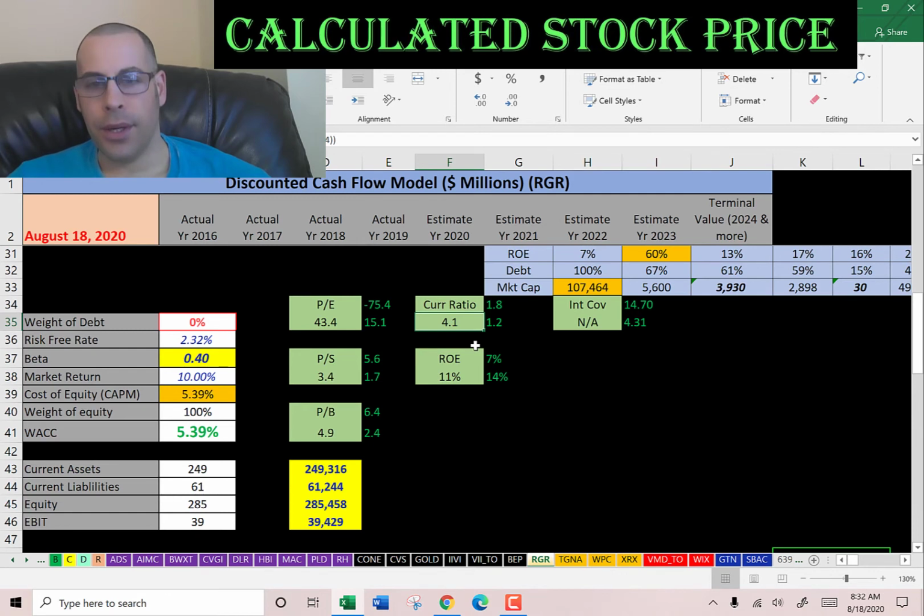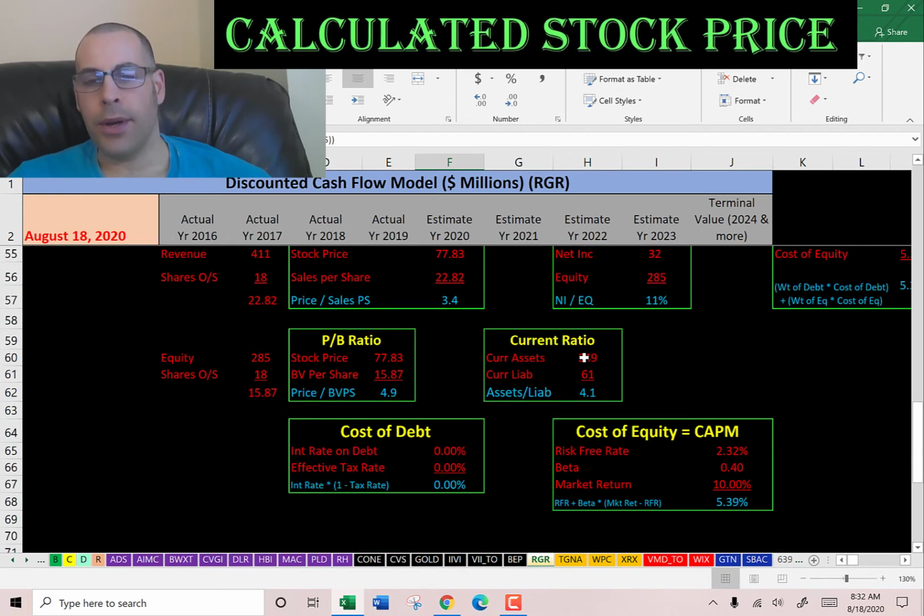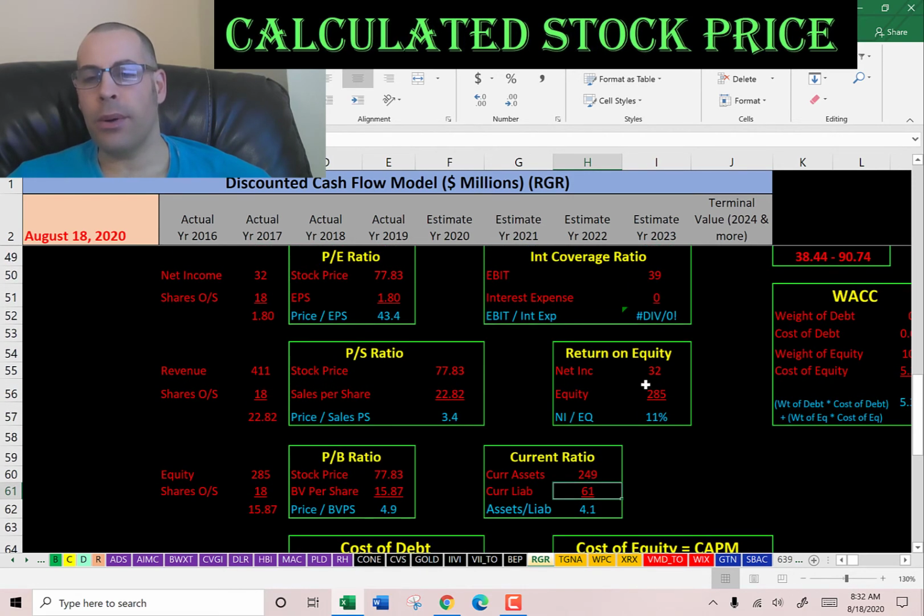A high current ratio and a low ROE. So current ratio is current assets over current liabilities, so they can easily cover their current liabilities. They have almost too much current assets. ROE is net income over equity. I like to see above 20%. They're at 11%, so they don't provide the best value to the equity holders.